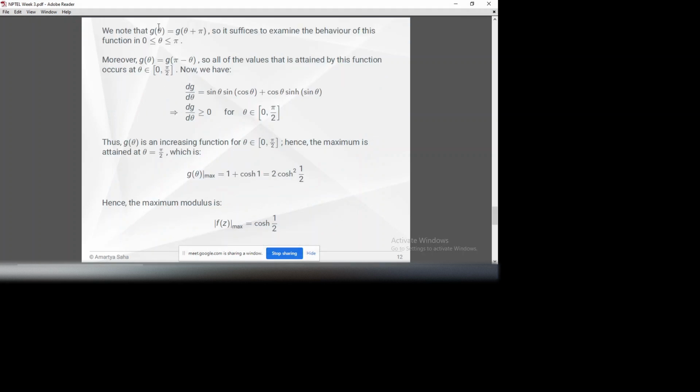So this is the periodicity property of this g function. It will suffice only to examine the behavior of this function in this region, 0 to pi. If we know the values of this g function in this region, we will immediately tell what the values are in the remaining region, pi to 2 pi, because of this periodicity property.